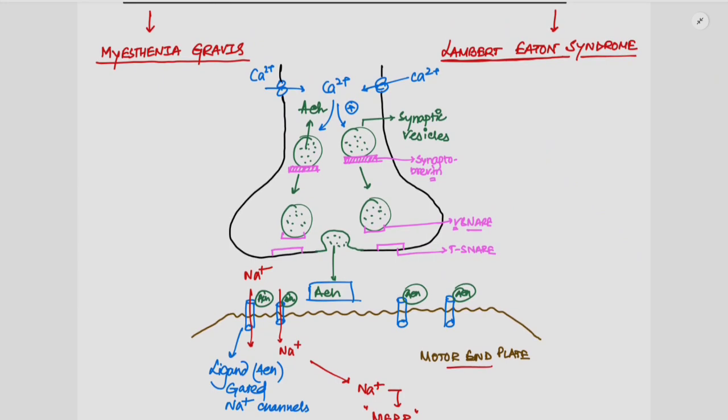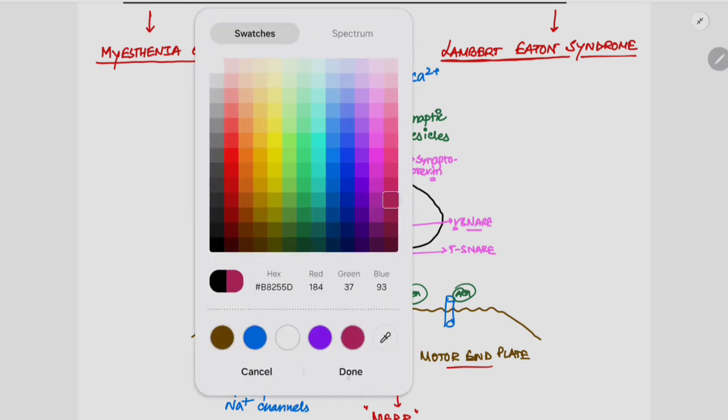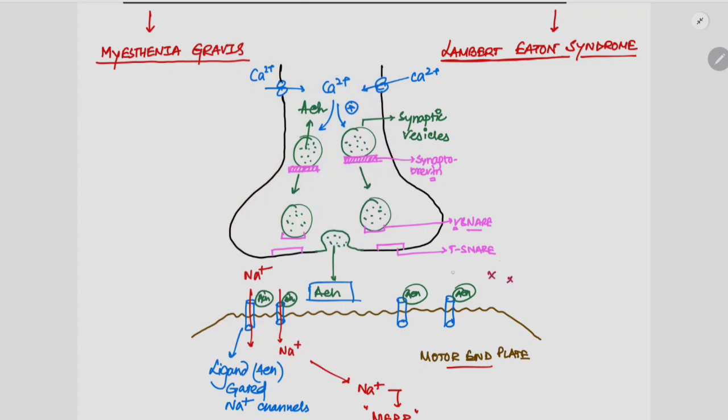So what happens in myasthenia gravis? In myasthenia gravis, autoimmunity plays a very important role. Myasthenia gravis is a type 2 hypersensitivity reaction. Hence, autoantibodies are generated against those ligand-gated sodium channel receptors. So antibodies are generated. Let's say these are all antibodies.